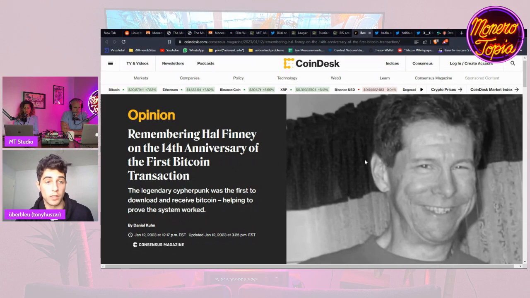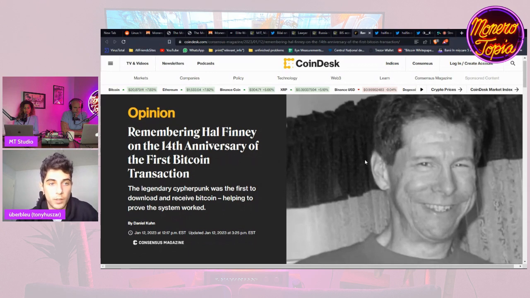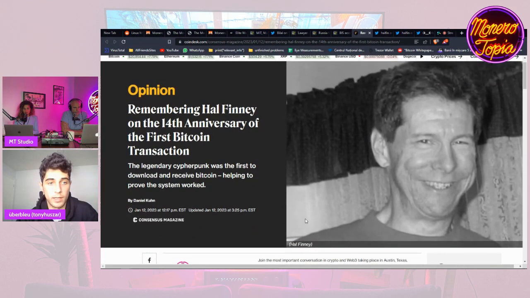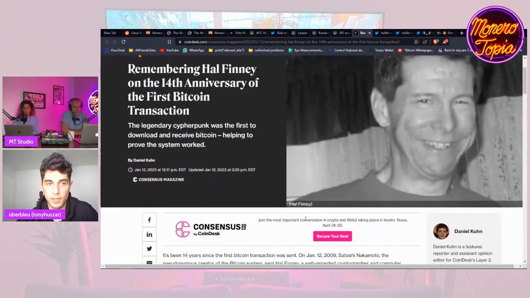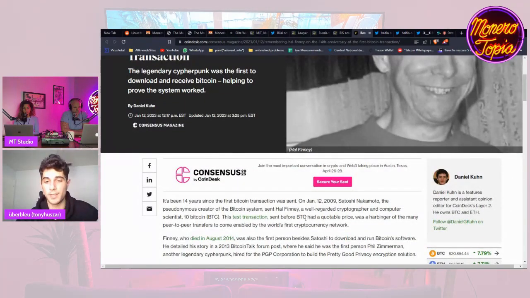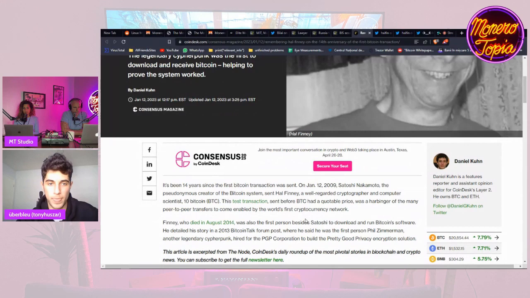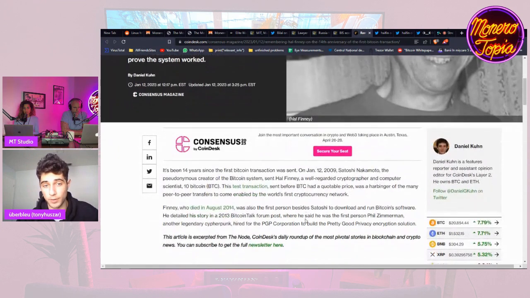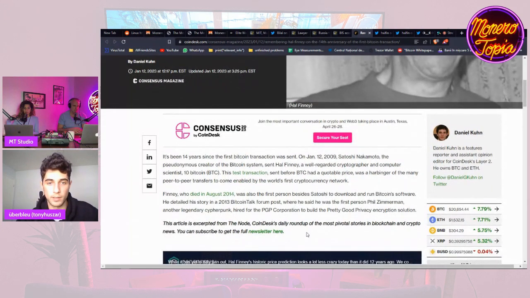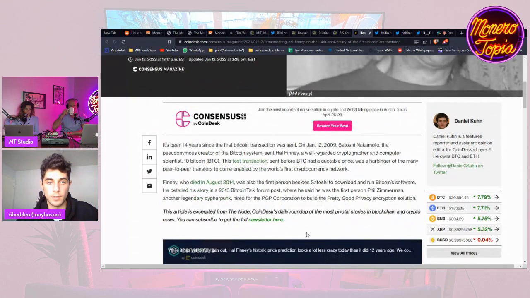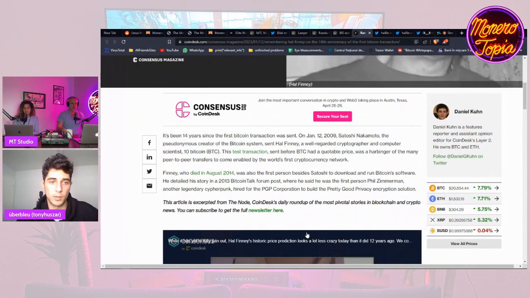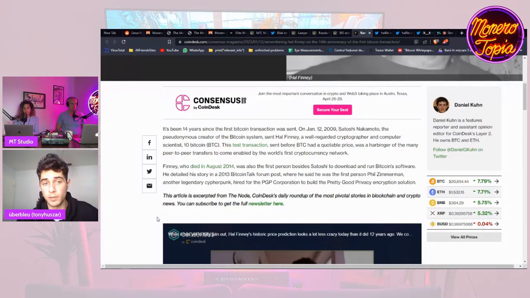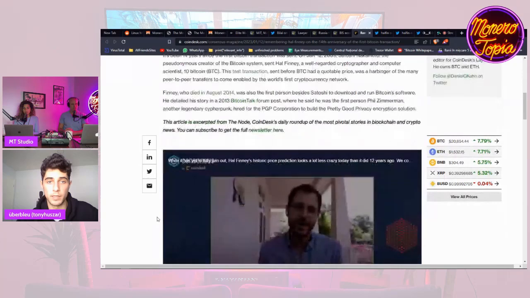But actually, on January 12th, which is 2 days ago, it was the 14th anniversary of the first Bitcoin transaction, made by Hal Finney. He's a legendary cypherpunk who was the first to download and receive Bitcoin, helping to prove the system worked. Well, he's second to Satoshi Nakamoto, but still he's one of the first. Satoshi sent him 10 Bitcoins, which today is worth a lot. And it was just a test transaction to see how Bitcoin works. Unfortunately, Finney died in 2014, but he did a lot for the space before he died.